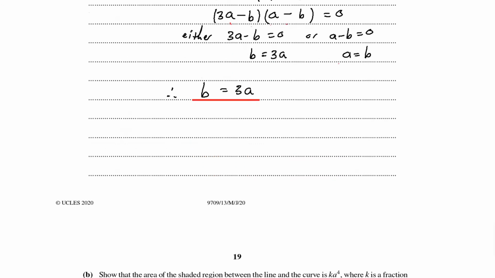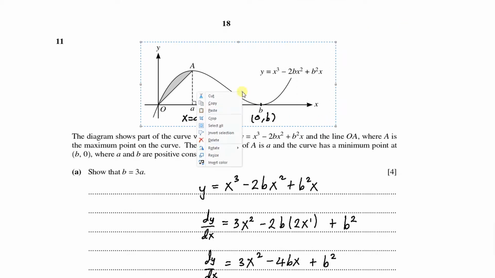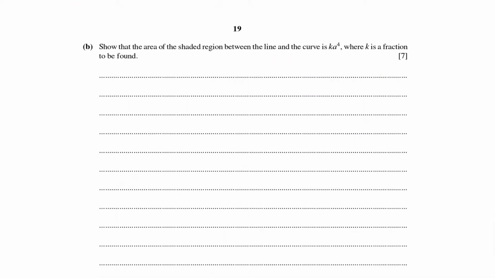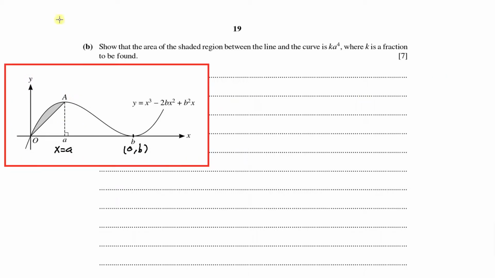Now let's move on to part (b). Show that the area of the shaded region between the line and the curve is ka⁴, where k is a fraction to be found. Okay, so I'm going to take the graph here and put it where we can see it. So this here is the graph. We want to find the area of the shaded region.